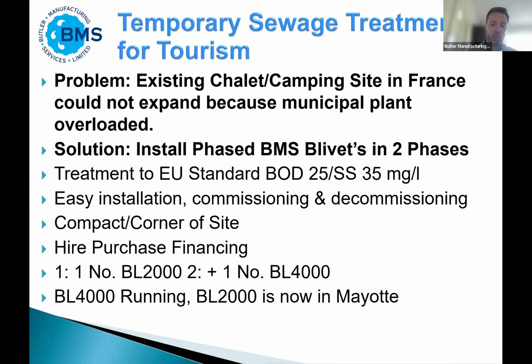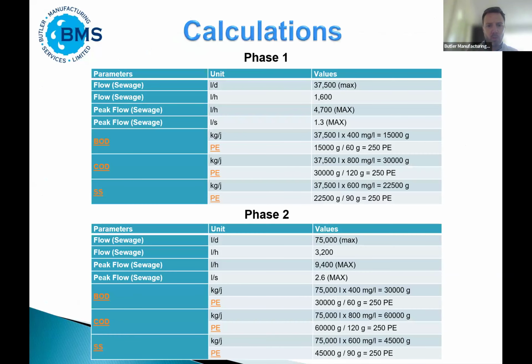So again, it shows the portability, and that temporary sewage treatment is required everywhere. We can see the calculations we did there. It's fairly standard. We worked out what the BOD was on both projects, and so we ended up with 250 population equivalents initially, and another 250 population equivalents for phase two.